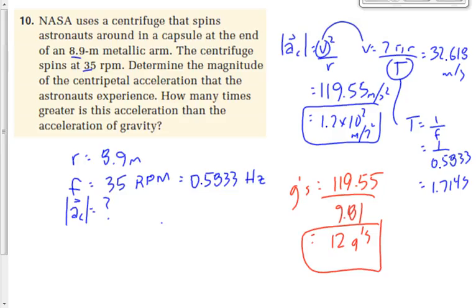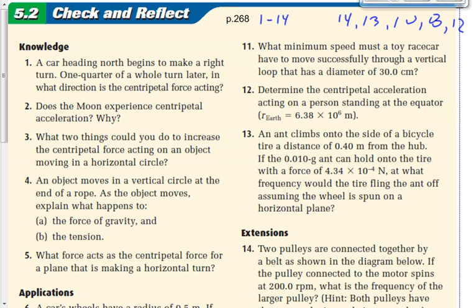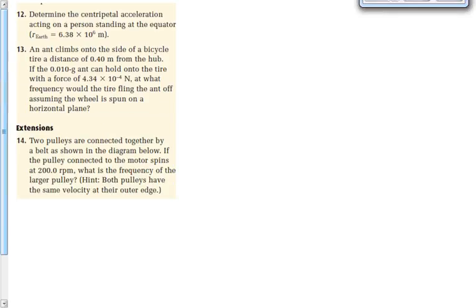Remember this? Remember what's in red here? Blue is your quiz, basically, right? Red, you're going to have to do that a few times on your assignment, so remember that. Next question was number 12. Number 12 says, determine the acceleration acting on a person standing at the equator.